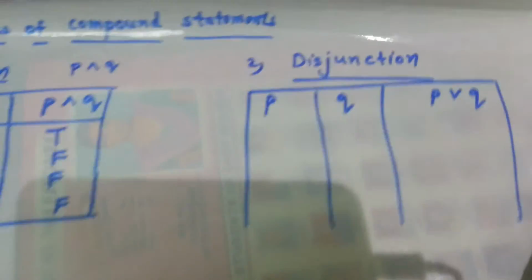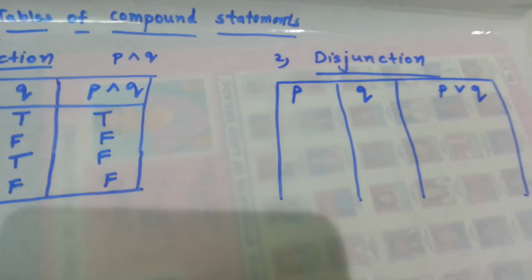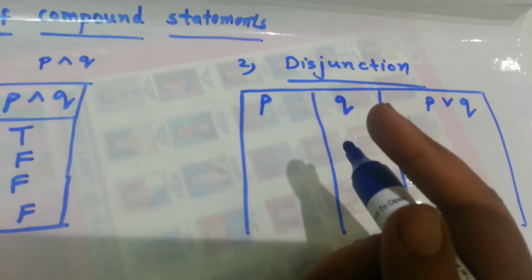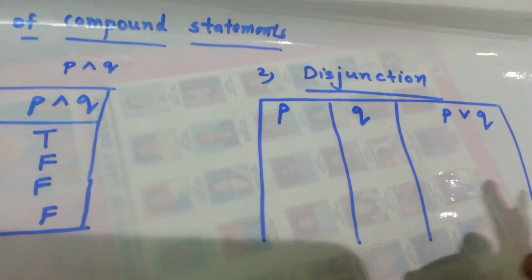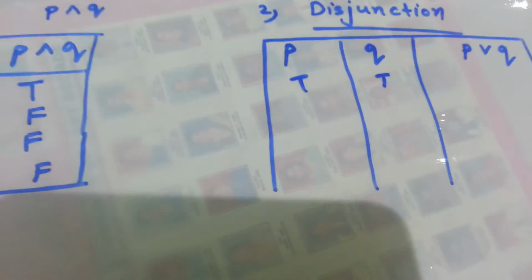Then we'll study the disjunction. Here in disjunction, what is the truth table? The truth value of the disjunction is false when the truth values of both P and Q are false. If both are true, then it is true.